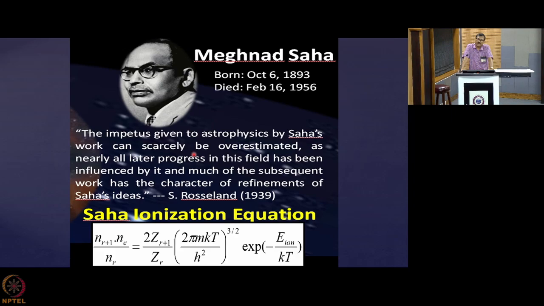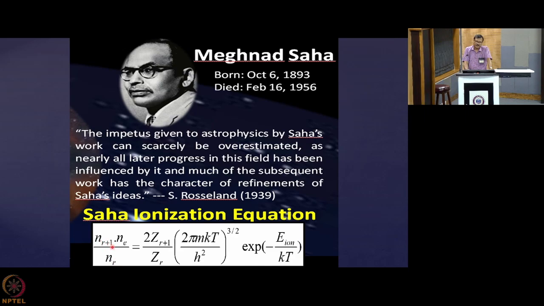Now, when a system is in equilibrium, the composition of the plasma can be obtained from the Saha ionization equation. Professor Meghnad Saha actually gave this equation in a slightly different form, but nowadays it is always presented in this form. Here you see n_(r+1) n_e by n_r. This is a generic equation. For example, suppose r equals 0, then that is neutral.